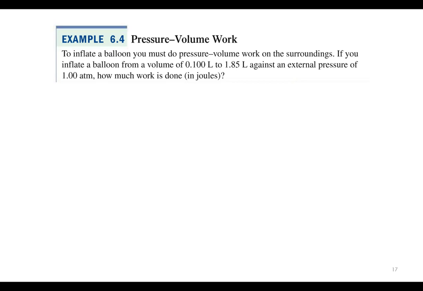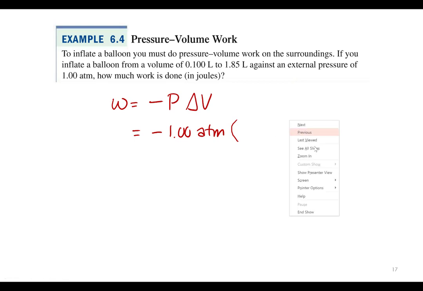All right, so let's do it. Our new handy dandy equation is work equals negative P delta V. So negative, what's our pressure? 1.00 atmospheres times our change in volume. What do you think the equation for change in volume is? Final minus initial, right? So everything's just going to be final minus initial. So delta V equals final minus initial.